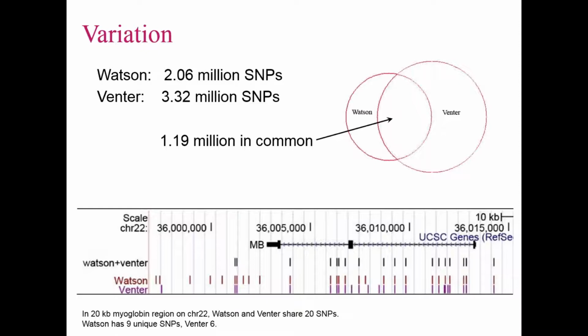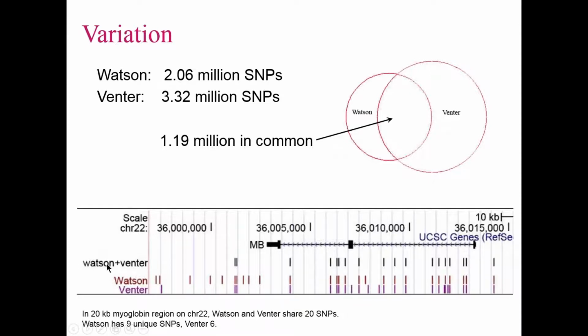Down below, you see a browser view of the myoglobin gene, and you can tell by the Venn diagram that it doesn't really matter which gene you pick, you're going to have a similar pattern where a third or a half of them are in common. Here's a pair that Watson and Venter have in common. Here's 3 in a row that Watson has and Venter does not. And over here, there's a few of them that Venter has and Watson does not.